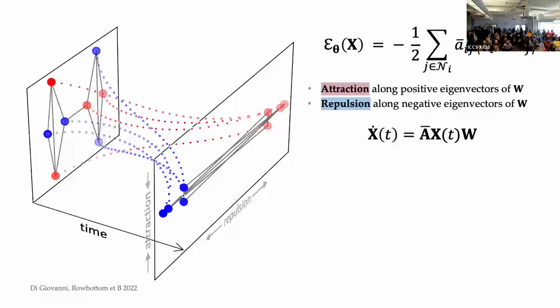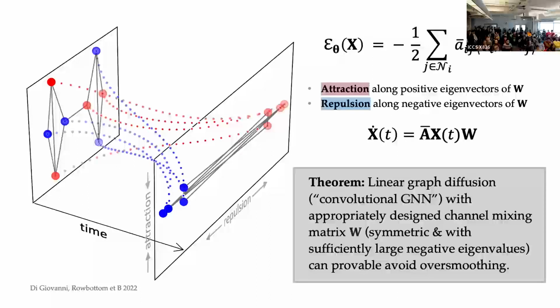And what we can prove is that under some technical conditions, right, assumptions in this case, the matrix W must be symmetric. So this is a gradient flow, and it must have sufficiently large negative eigenvalues. We can prove that this simple linear diffusion, or convolutional GNN, can provably avoid oversmoothing. Oversmoothing would mean that all the points in the limit collapse into a single point, right, which is not desirable, right? So it means that we will not be able to separate the nodes.